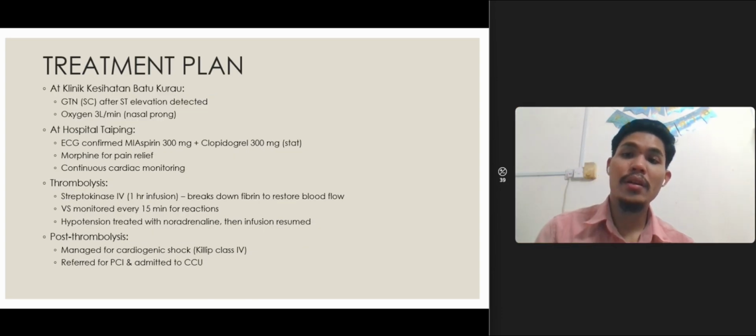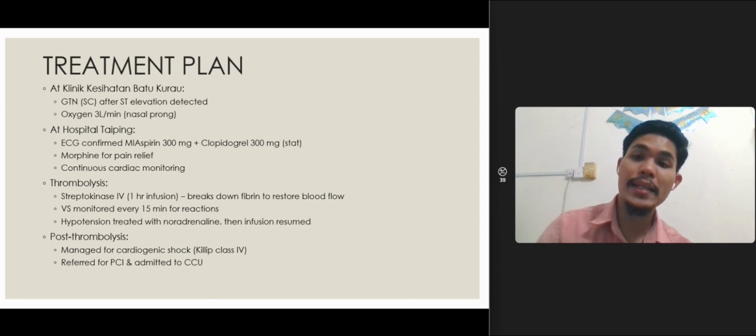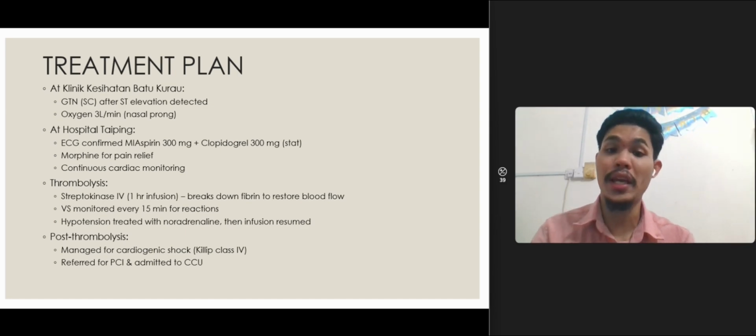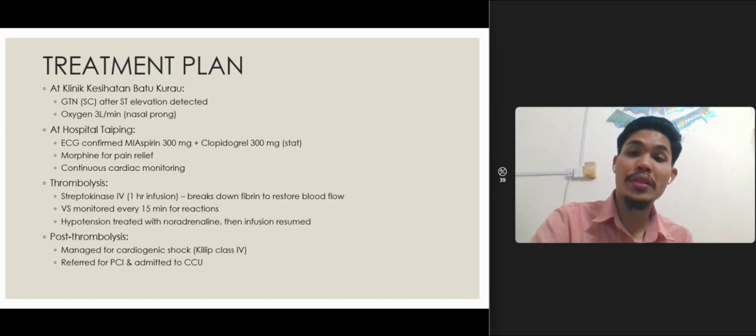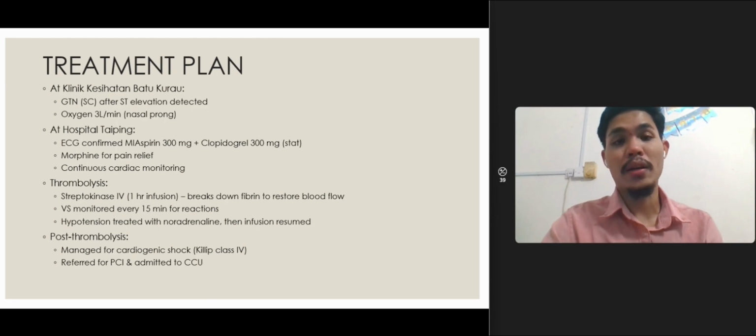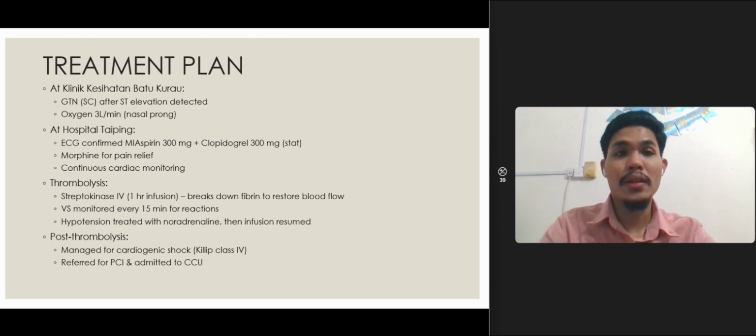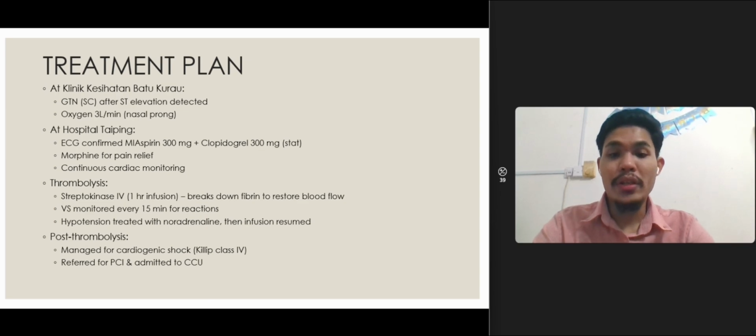For the treatment plan, in the Klinik Kesihatan Batu Kurau, the patient was started with the GTN when the ST elevation was detected in the 12-lead ECG, and was given oxygen 3 liters per minute by nasal prong. Even though the patient's SpO2 was 96%, we gave oxygen therapy because the patient complained of shortness of breath. On arrival at the hospital, another ECG was taken to confirm.